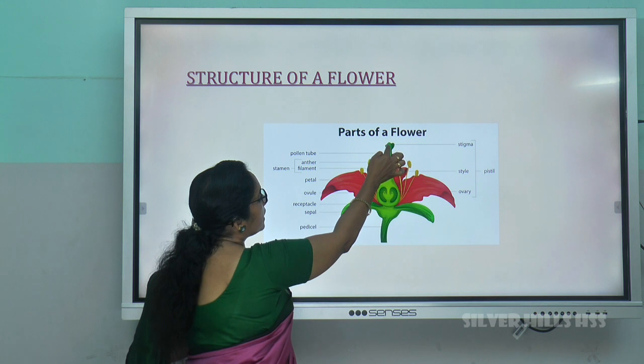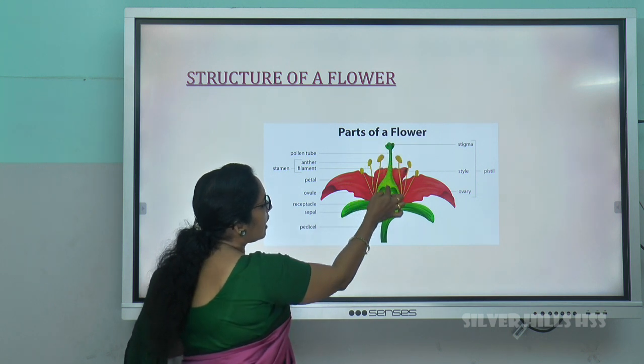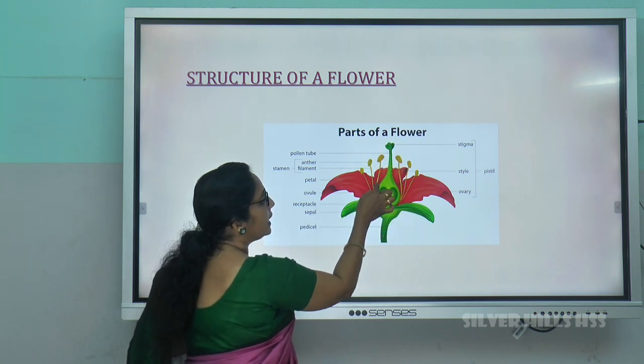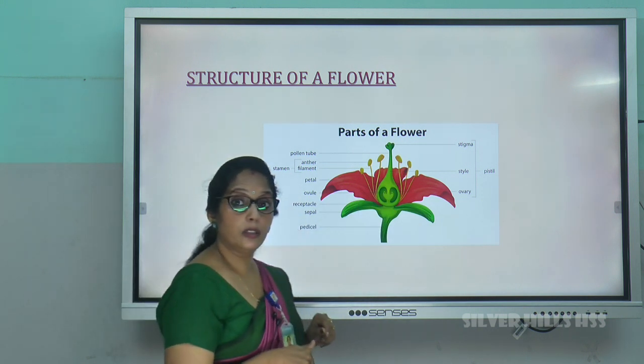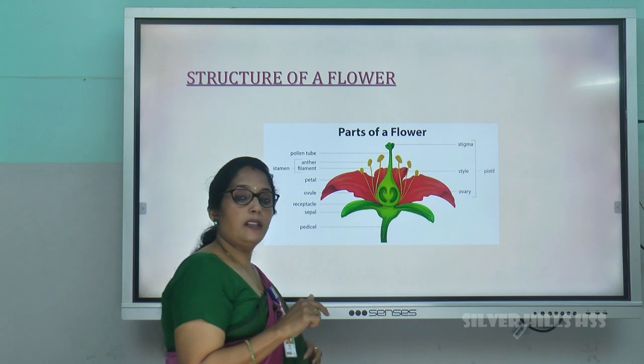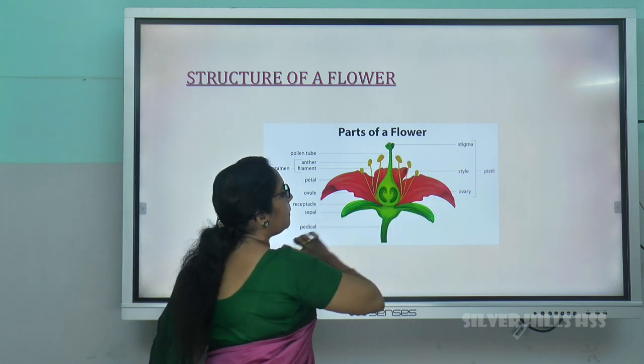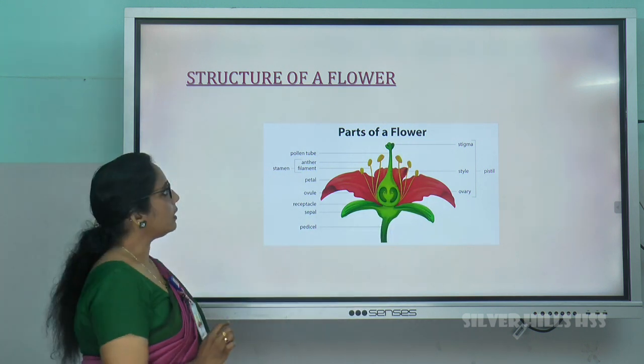Then stigma is continuing with what? Style, and it reaches the ovary. Inside the ovary there is ovule, and inside the ovule there is what? Female gamete called egg. These are the female reproductive parts called gynoecium.